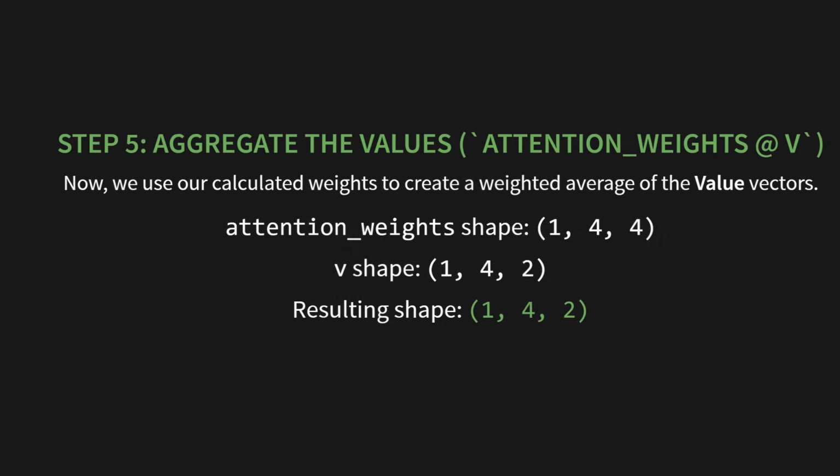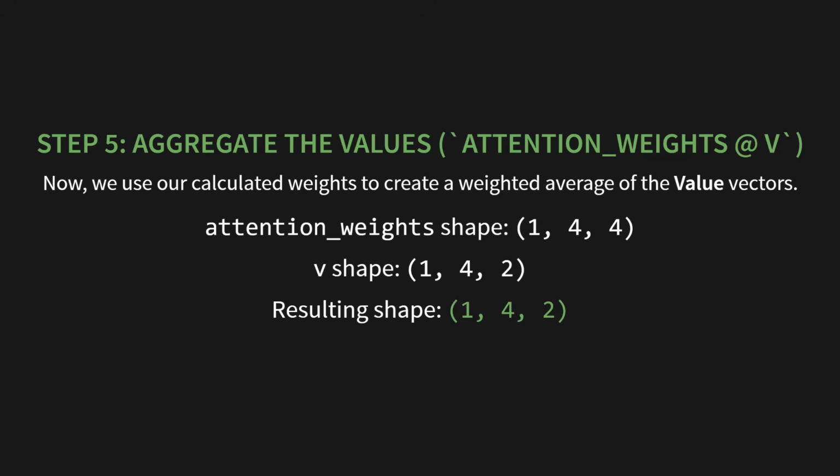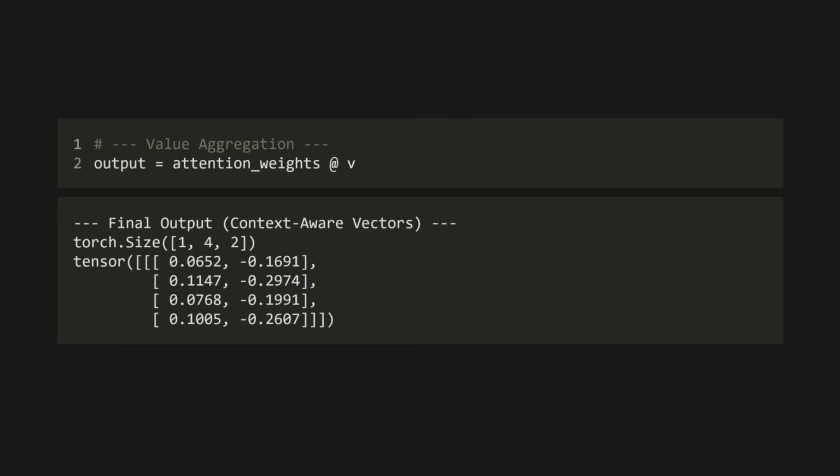Step 5. Aggregate the values. This is it. Now, we use our calculated weights to create a weighted average of the value vectors. Our attention_weights tensor has a shape of 1, 4, 4. Our v tensor has a shape of 1, 4, 2. The resulting shape is 1, 4, 2, exactly what we started with. The code is simple. output equals attention_weights @ v. And here's our final output, a tensor of size 1, 4, 2, containing our new context-aware vectors.